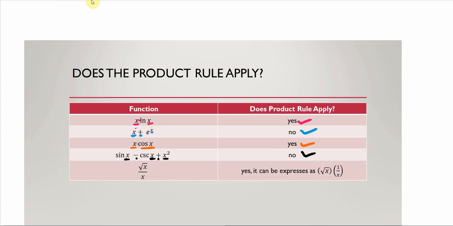And in this example, I can rewrite it as square root of x times 1 over x. So here's a function of x and here's another function of x. So yes, I can actually hide the product rule in a quotient. A lot of you know that products and quotients are one and the same if you rewrite it.